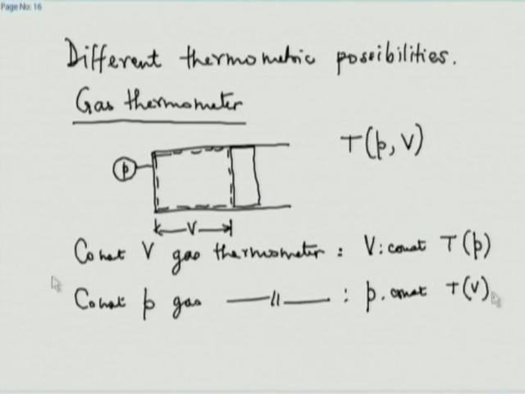After trying both, finally scientists and engineers zeroed in on the constant pressure gas thermometer as the one which is easy to implement and gives you reproducible and consistent results. Because whatever experimental scheme you devise, unless it is neat, precise and reproducible, it is not of much use.